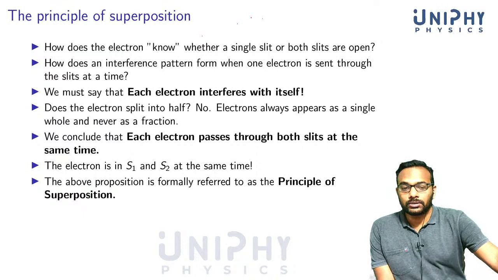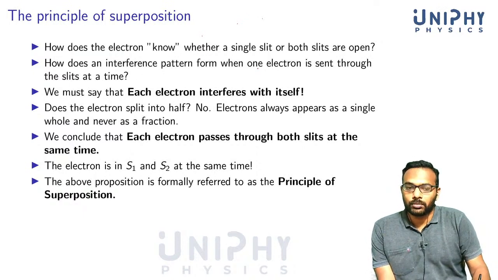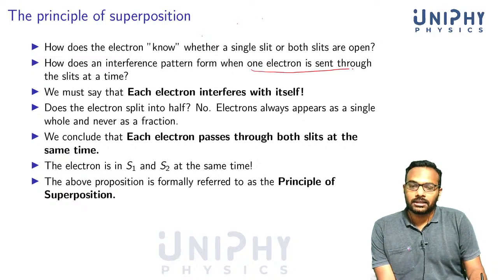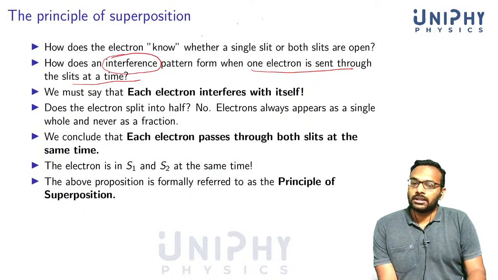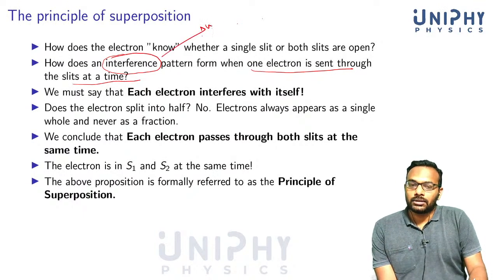Now, how does the interference pattern form when one electron is sent through the slits at a time? How is the interference pattern formed? Again, the question: what does the electron interfere with? There is an interference pattern, so the question is, what does the electron interfere with?